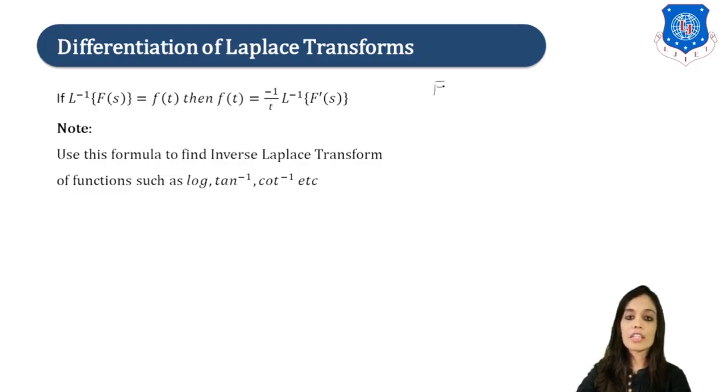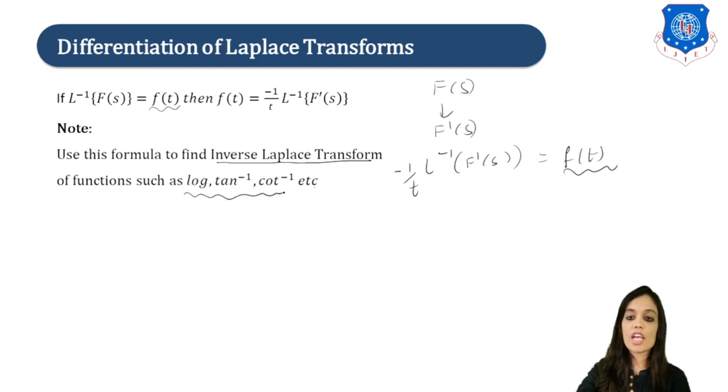That is, firstly we are given F(s), then we will take the derivative of F(s), then we will find the Laplace inverse of F'(s), and finally we will multiply this answer by minus 1 upon t. So we will get our Laplace inverse of F(s), that will be equal to f(t). Now when to use this formula? We only have to use this formula to find inverse Laplace transform of functions such as log, tan inverse, cot inverse, etc. So whenever you see this type of functions, you have to apply this formula, right?